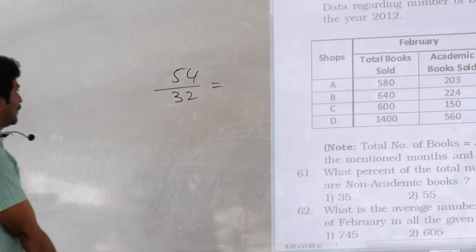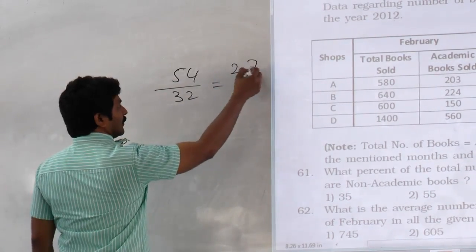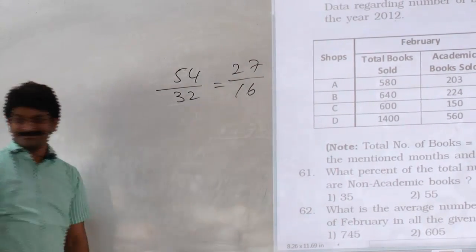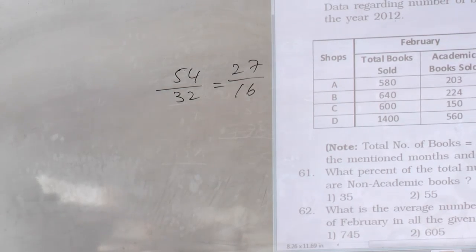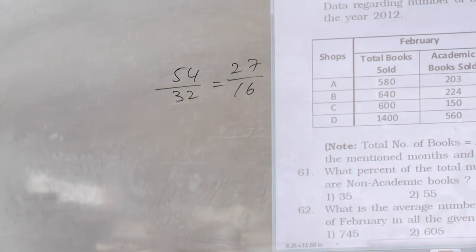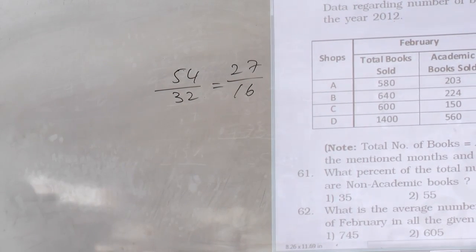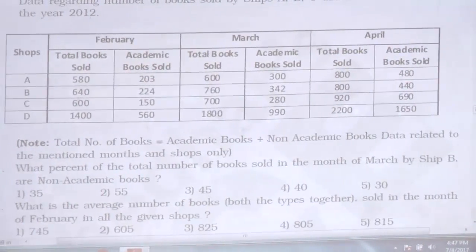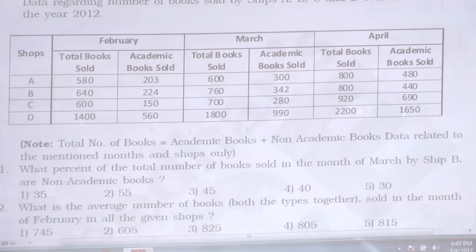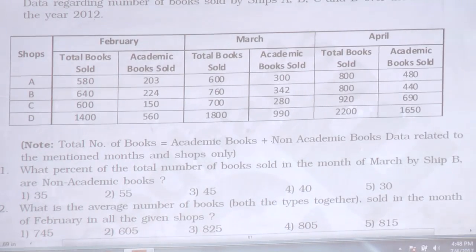20? Correct. Cancellation with 2, right? I was trying with 3. Fine. 27 by 60.